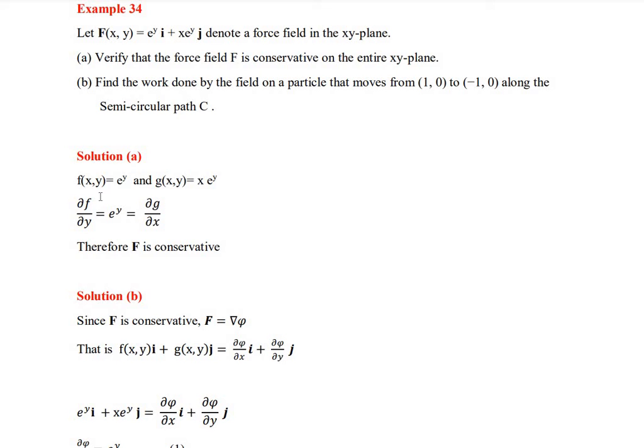Solution of A. So here f of xy is equal to e raised to y, and g of xy is equal to x into e raised to y. Therefore, dou f by dou y is equal to e raised to y, and dou g by dou x is again equal to e raised to y. Therefore, F is conservative.